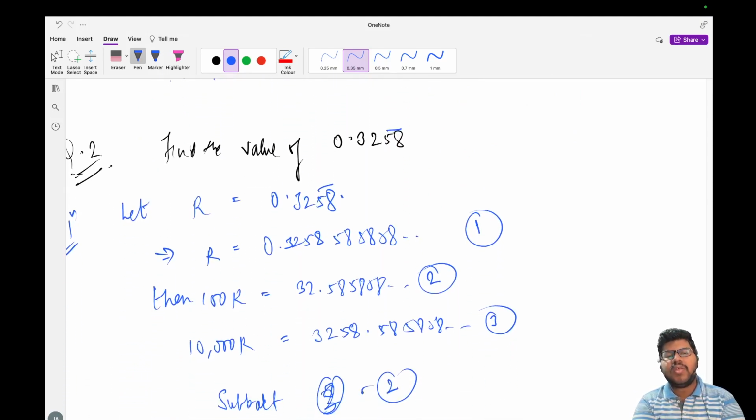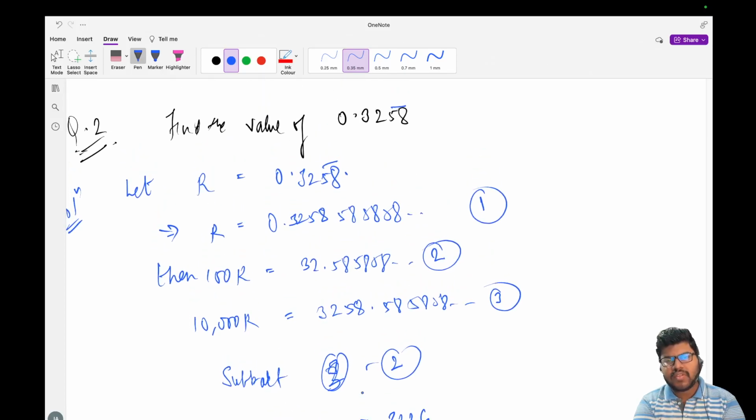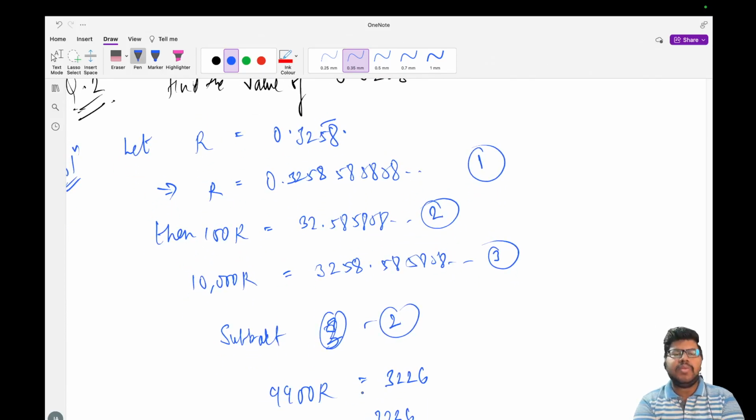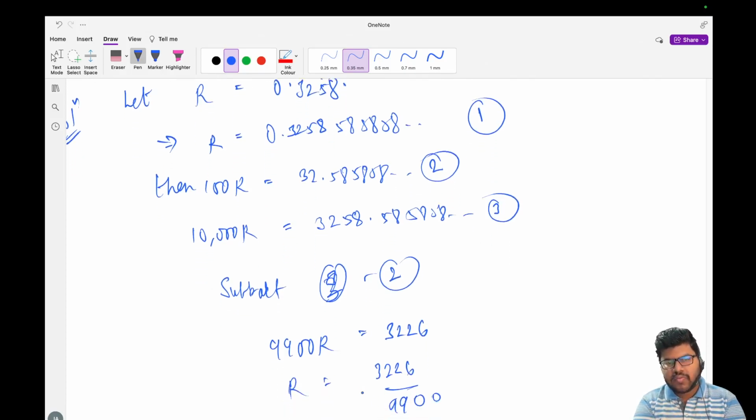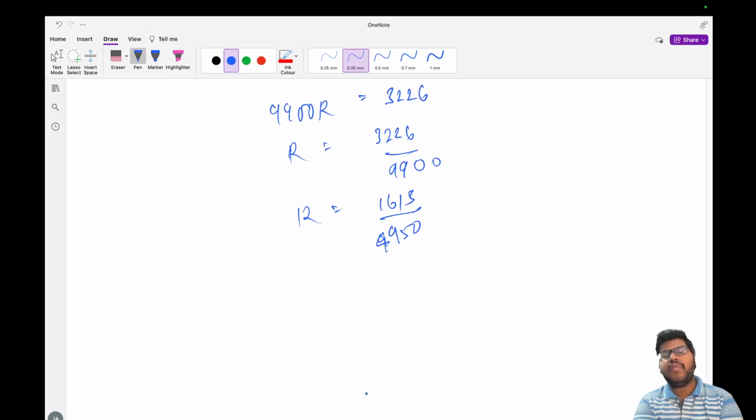Easy. Then find the value of 3.3258 on which 58 is bar. Then bar means repeating recurring decimal. So we have seen and follow the method of simple number system to solve the value, right? So this we have seen so far.